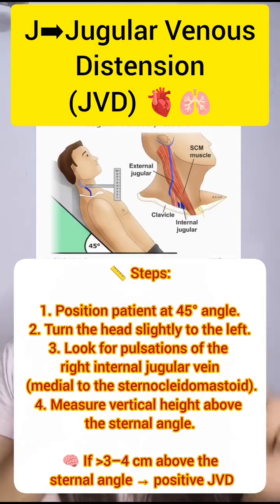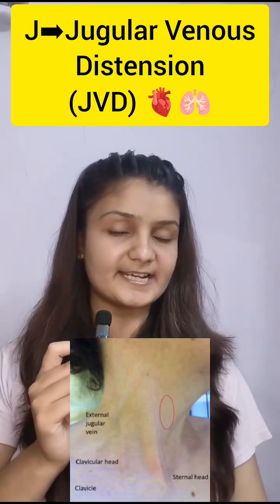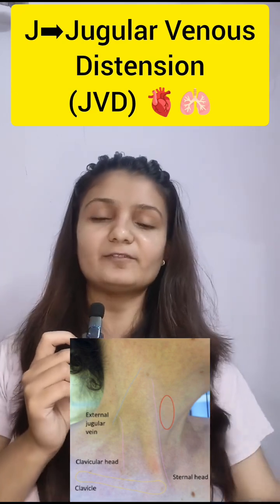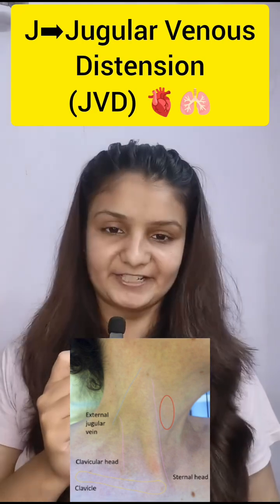We measure it vertically from the sternal angle, and if it is greater than 3 to 4 centimeters, it is a positive jugular venous distension. It indicates that the patient may be having right-sided heart overload or dysfunction, and that's why we should be cautious with our postural drainage techniques and airway clearance techniques, and very careful while ambulating the patient because it can also aggravate the condition.